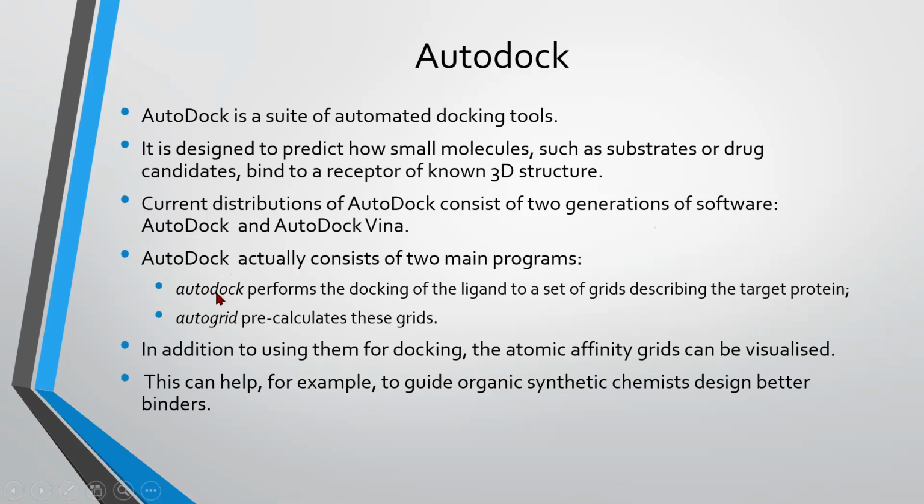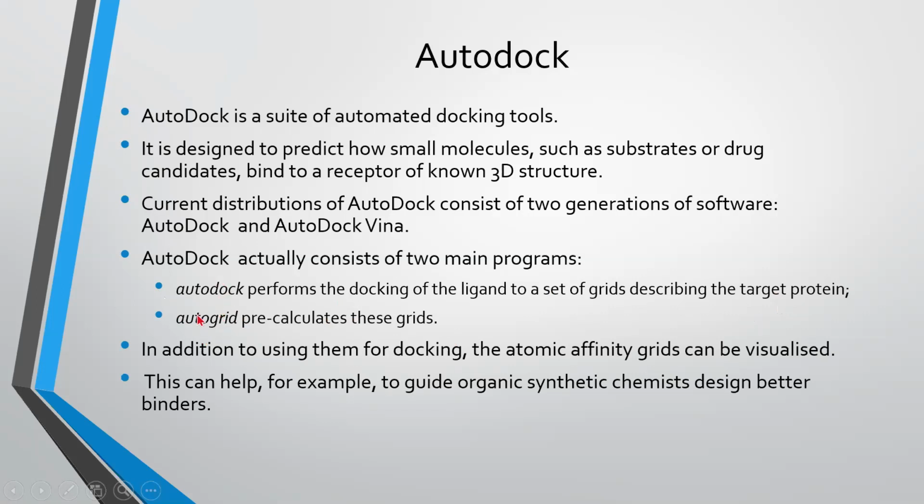What AutoDock does is perform the docking of the ligand to a set of grids. What are these grids? These grids are the features that describe the target protein, whereas AutoGrid is the one that pre-calculates these grids, which are utilized by AutoDock.